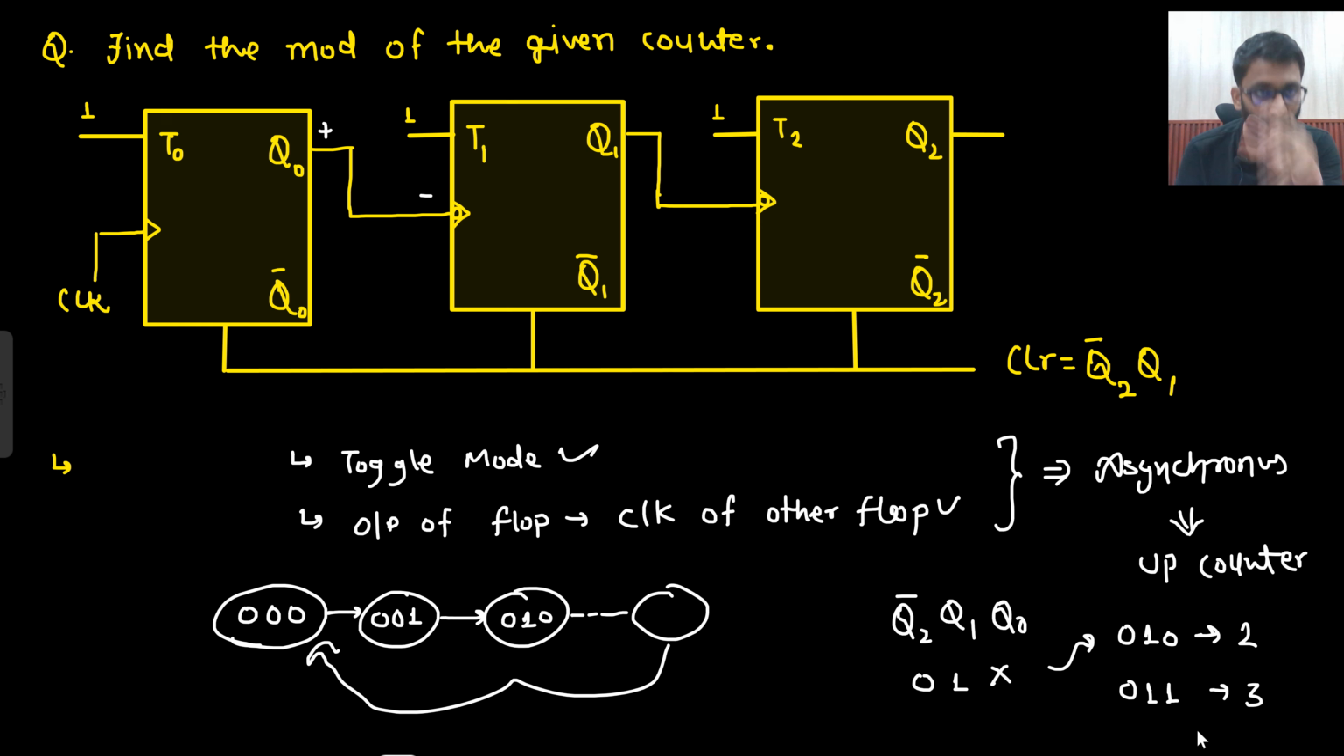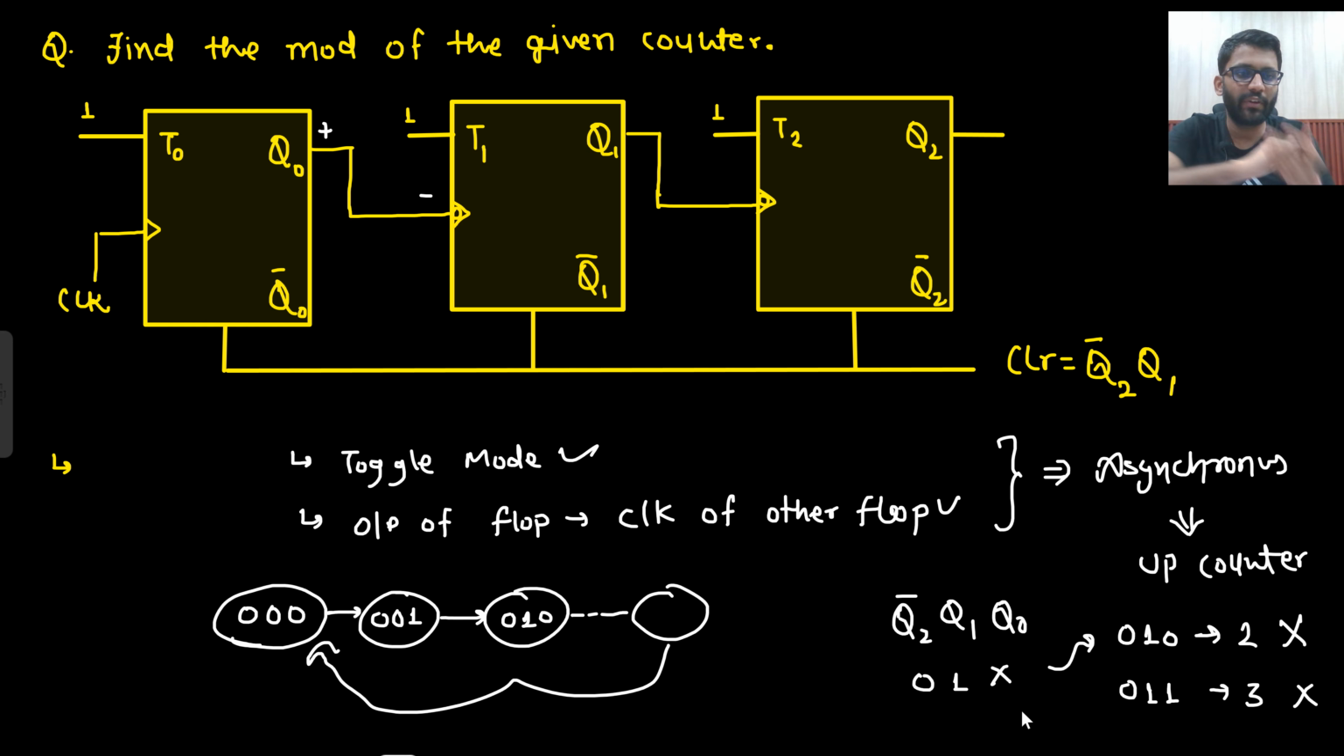What will you encounter first? 2 you will encounter first. You are going up, so you are going to encounter 2 first, right? Not 3. So 2 also cannot be there in your loop. Clear is saying that 2 cannot be there in your loop. So if 2 cannot be there, then certainly 3 can also not be there, no? Are you getting this point?